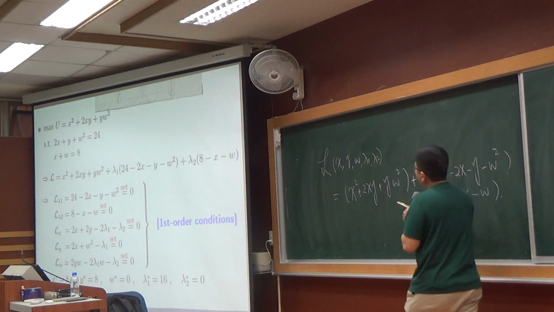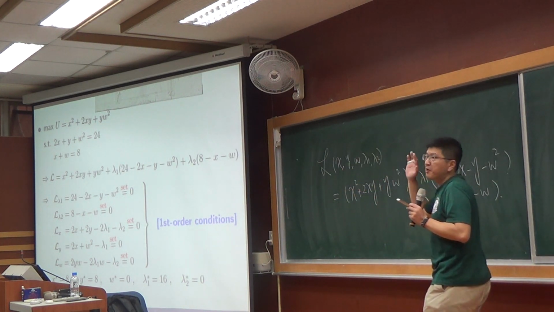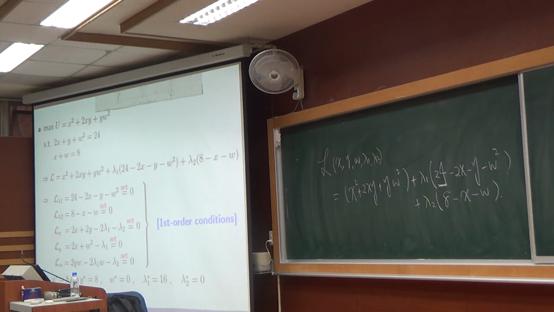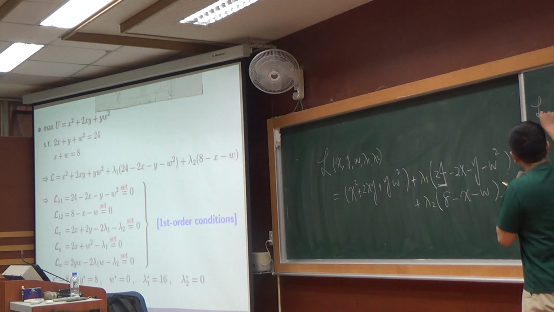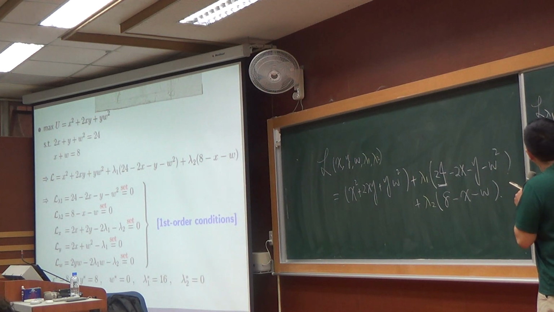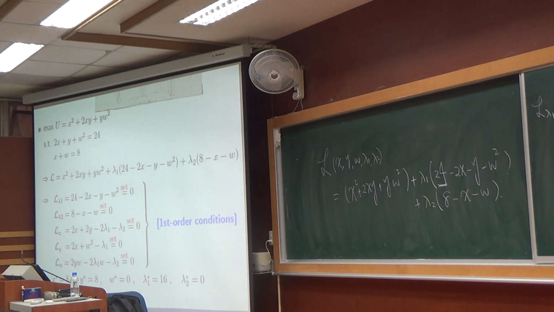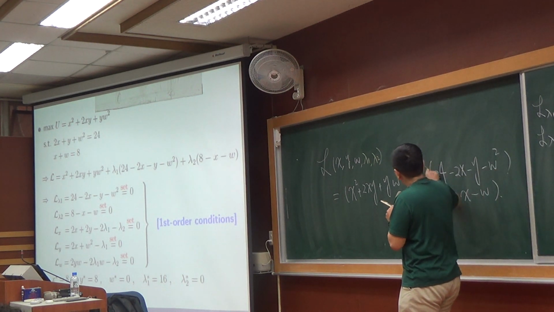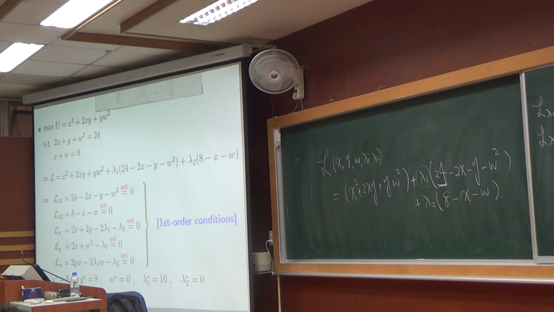And now we have 5 variables, so we have 5 first order conditions. Okay? So Lagrange lambda 1, 24 minus 2x minus y minus w squared equals 0. The first order condition. Lagrange lambda 2. Oh, sorry. Oh yes. Because we have lambda 1 here only. And lambda 2 equals 8 minus x minus w equals 0.